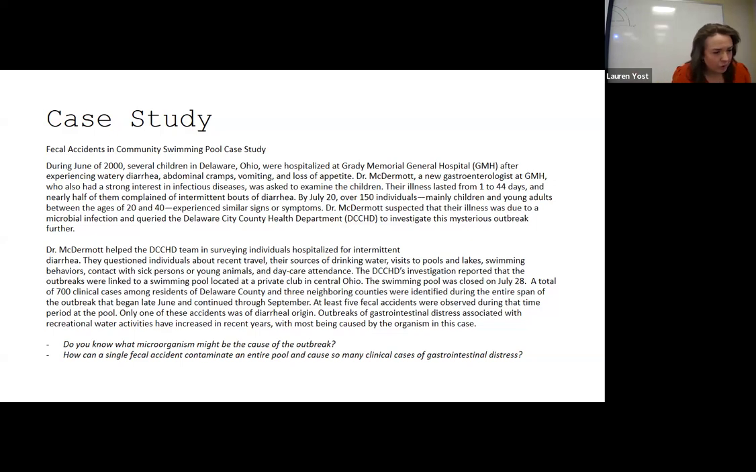They questioned individuals about recent travel, their sources of drinking water, visits to pools and lakes, swimming behaviors, contact with sick persons or young animals, and the daycare attendants. The investigation reported that outbreaks were linked to a swimming pool located at a private club in central Ohio. The swimming pool was closed on July 28th, I guess after they had linked it back to that. A total of 700 clinical cases among residents of Delaware County and three neighboring counties were identified during the entire span of the outbreak that began late June and continued through September.